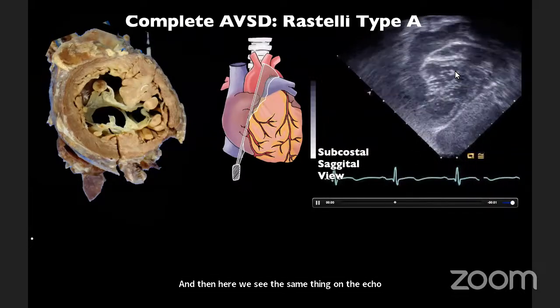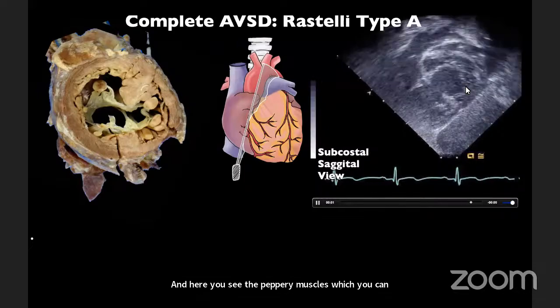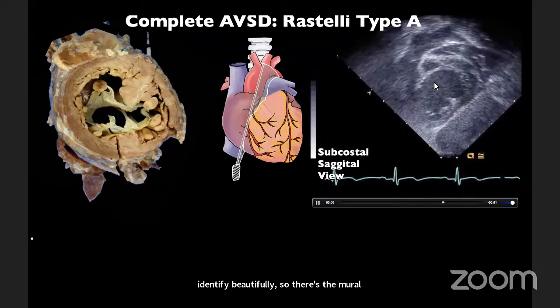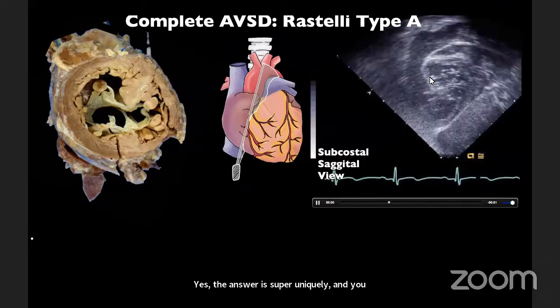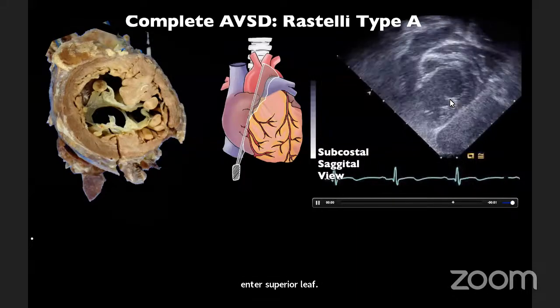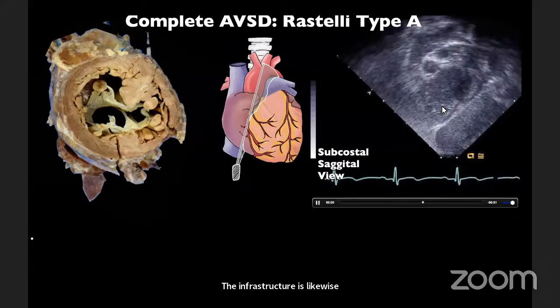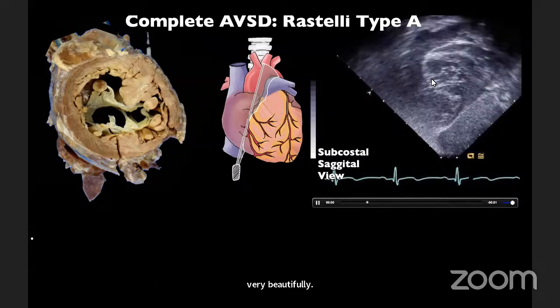And here you see the papillary muscles, which you can identify beautifully. So there's the mural leaflet. Here's the anterior superior leaflet. And you can see this anterior superior leaflet here is attached to the crest of the septum. The inferior leaflet is likewise attached. And that makes very beautifully a type A AV septal defect.